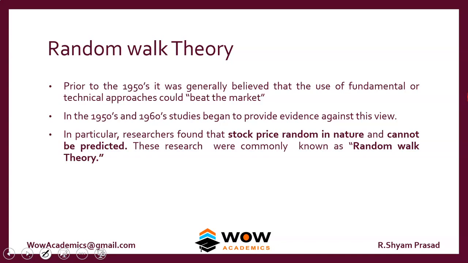What happened is that in the 1950s, a lot of research was conducted, and they found that people cannot make a consistent amount of profit, whether they use fundamental analysis or technical analysis. The reason is that the stock price was random in nature, so there was no way you could predict the stock price. As you cannot predict the stock price, doing any kind of technical or fundamental research is a waste of time. These findings put together are called the random walk theory. That is, the price moves randomly. That's what the theory implies.